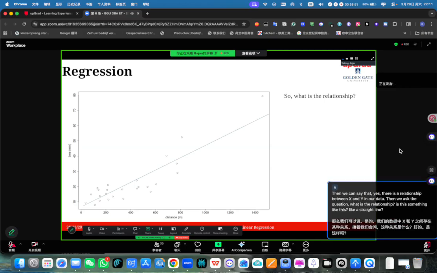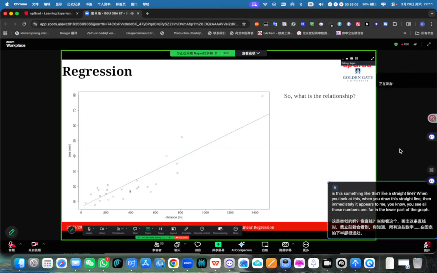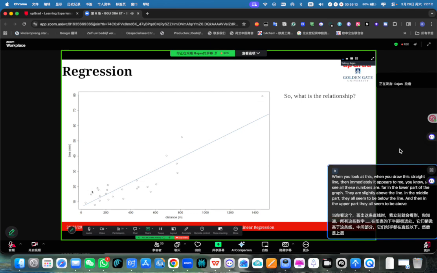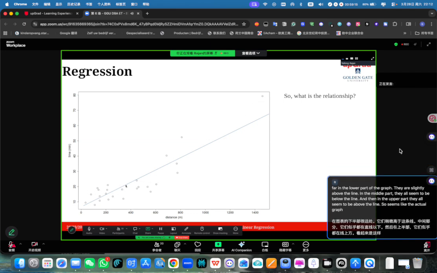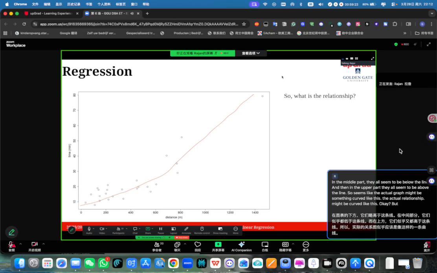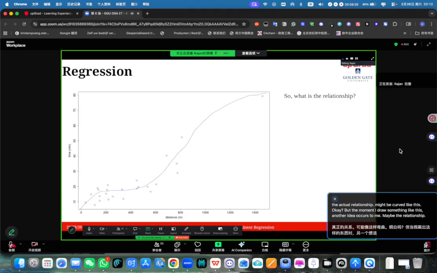When I look at this, when I draw this straight line, then immediately it appears to me, you see, in the lower part of the graph, the points are slightly above the line. In the middle part, they all seem to be below the line. And then in the upper part, they all seem to be above the line. So it seems like the actual relationship might be curved like this. Okay. But the moment I draw something like this, another idea occurs to me. Maybe the relationship is something like this.